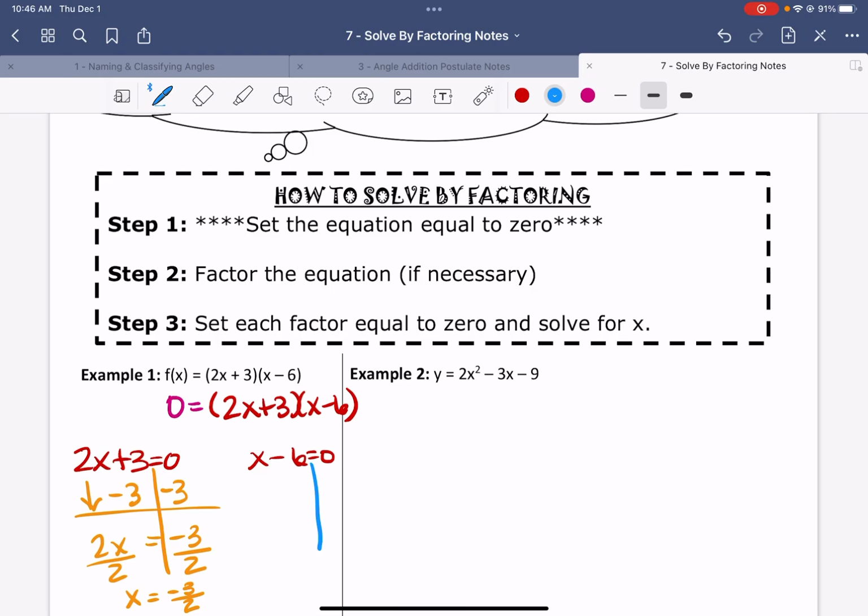Draw a line down. Don't need to distribute, don't need to combine like terms, don't need to move the variables. We just need to move that minus 6. So how do we move a minus 6? We add 6. So we have x equals 6. There's our other solution. So if we were to graph this equation right here, we would see that the parabola, that U shape, goes through the x-axis, intercepts the x-axis at negative 3 over 2, which is negative 1.5, and positive 6.